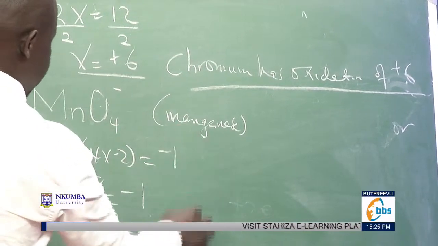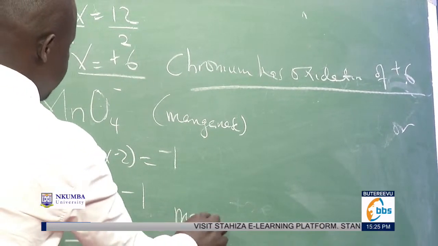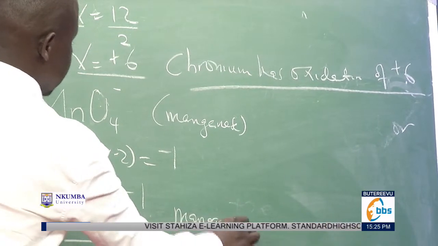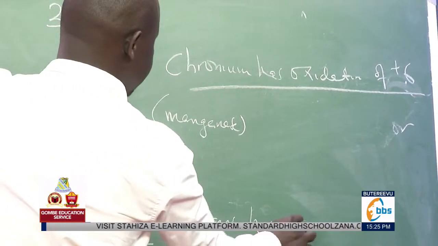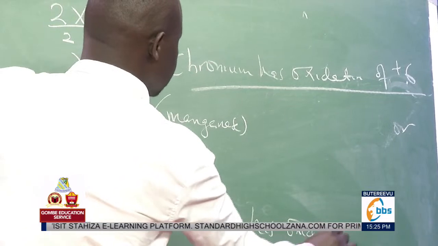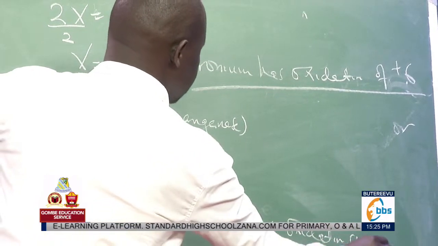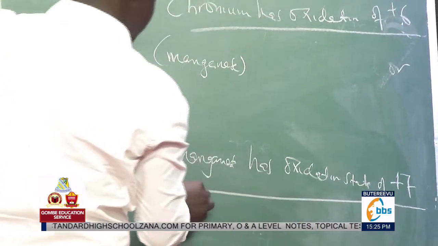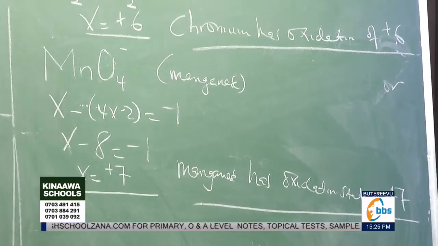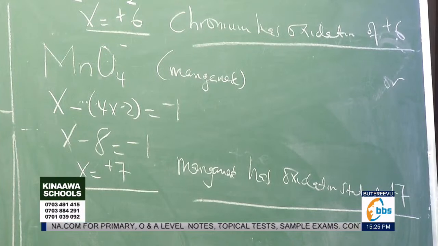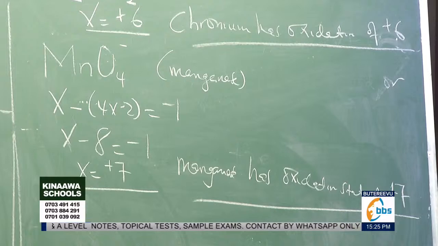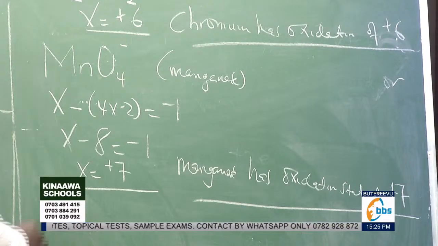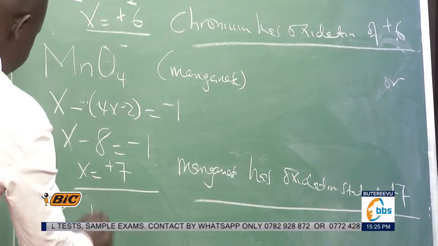So in this case, manganese has an oxidation state of positive 7. Positive 7. That's why it's called manganate 7. Another example, let us look at some complexes. Potassium, iron.